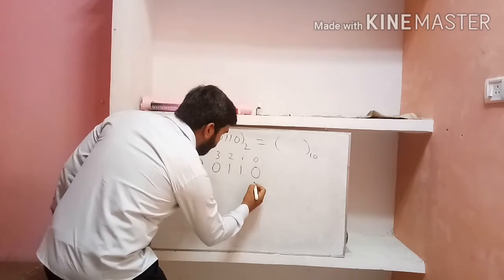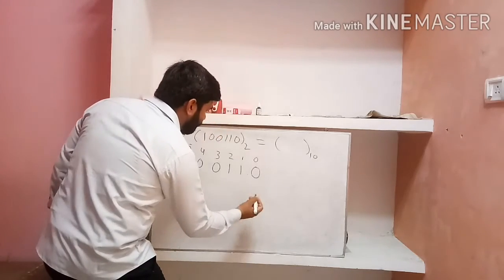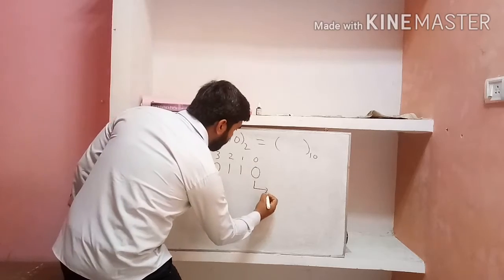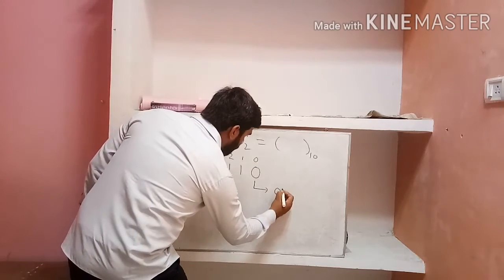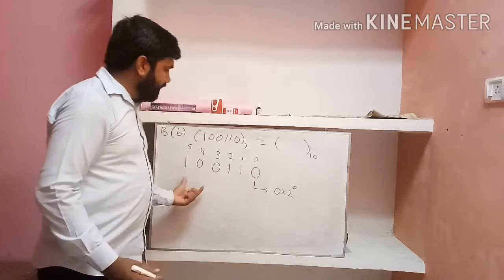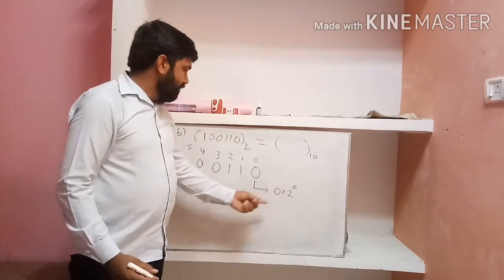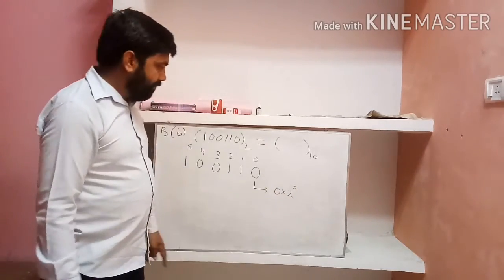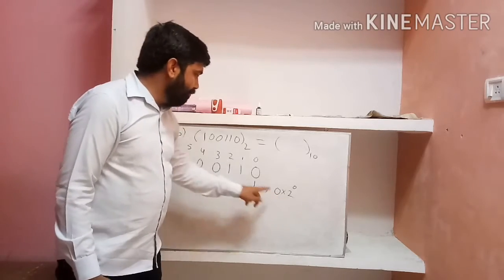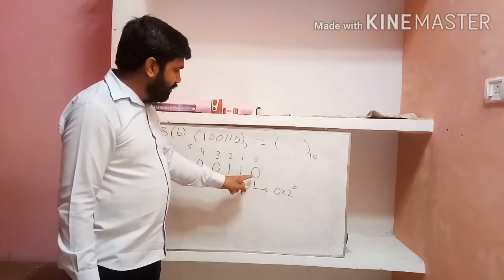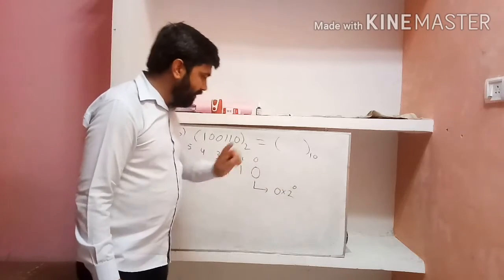So what are we going to get? 0 into 2 to the power 0. Every binary digit should be multiplied with the base of the binary, that is 2, and the power of the base 2 should be the position of the binary bit. So the position of this 0 is position 0, so 2 to the power 0.